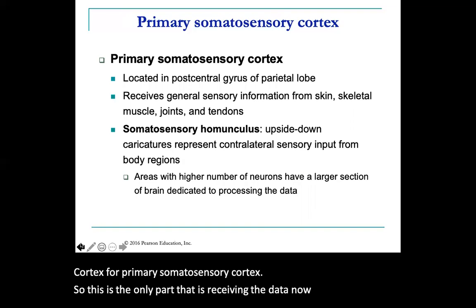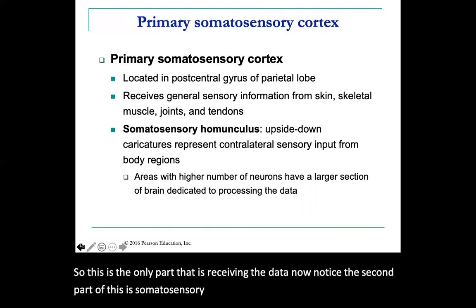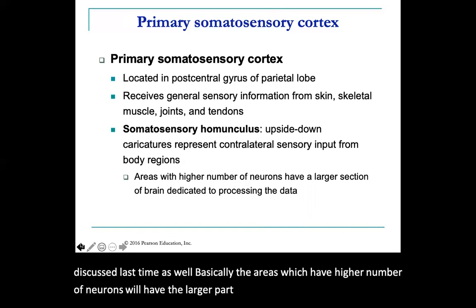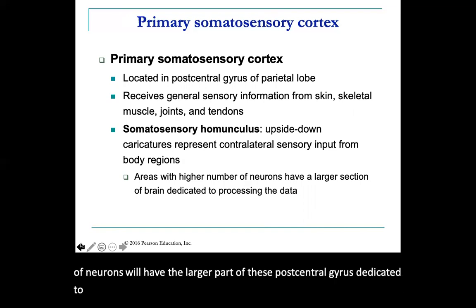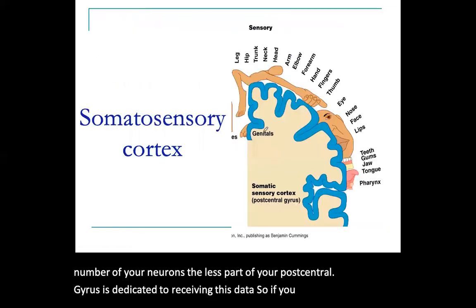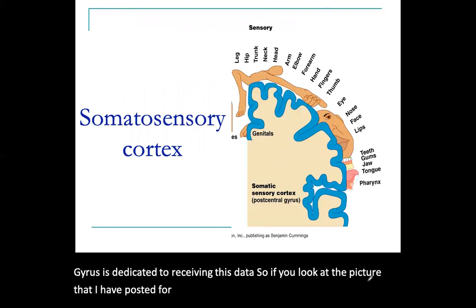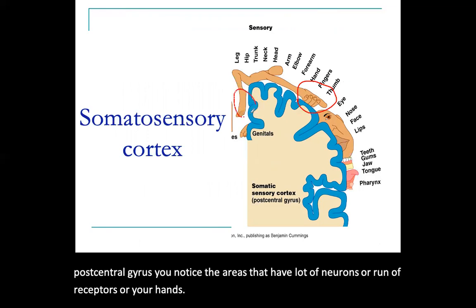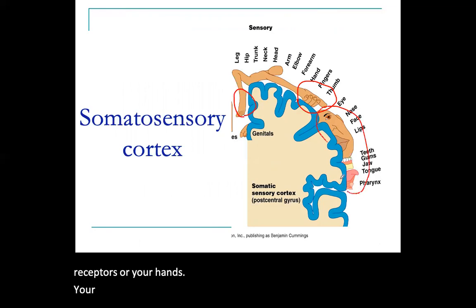Now, notice the second part of this slide, the somatosensory homunculus. This is something we discussed last time as well. Basically, the areas which have a higher number of neurons will have a larger part of the postcentral gyrus dedicated to receiving those signals. The lower the number of neurons, the less of your postcentral gyrus is dedicated to receiving this data. If you look at the picture that I have posted for the somatosensory cortex, this is again your postcentral gyrus. You notice the areas that have a lot of neurons or a lot of receptors are your hands, your feet, your face, and basically your tongue and your gum.